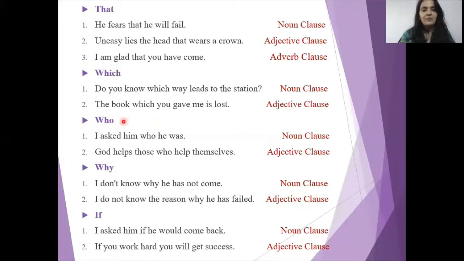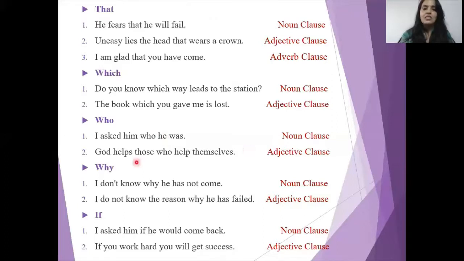I asked him who he was. I asked him, principal clause. Who he was, subordinate clause. What did you ask? Who he was. This is the question. You want to know about him, right? So this is a noun clause.